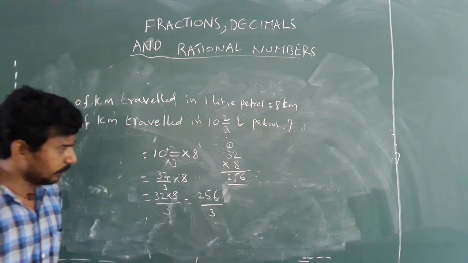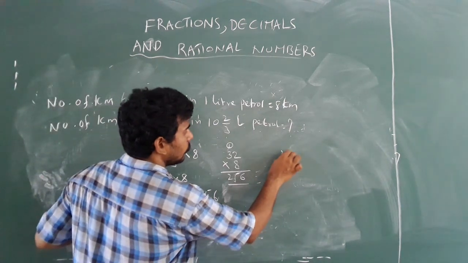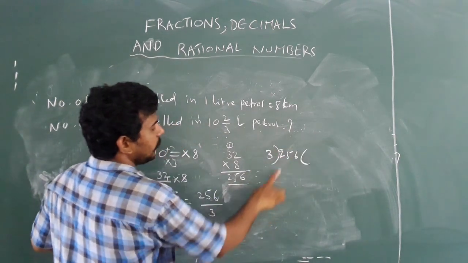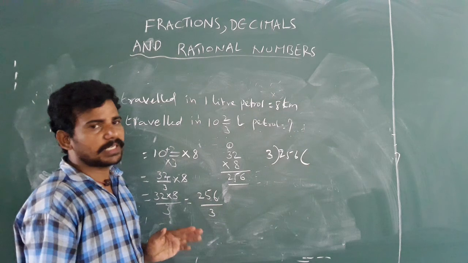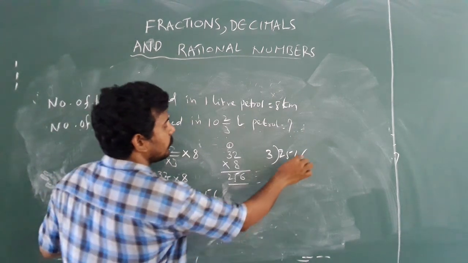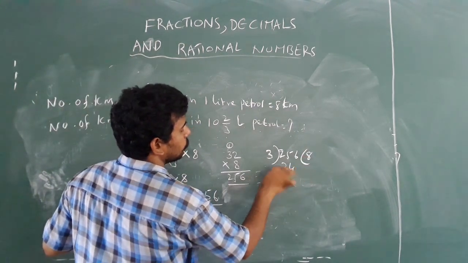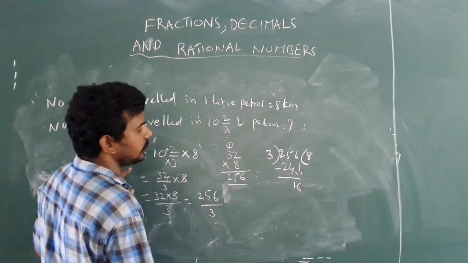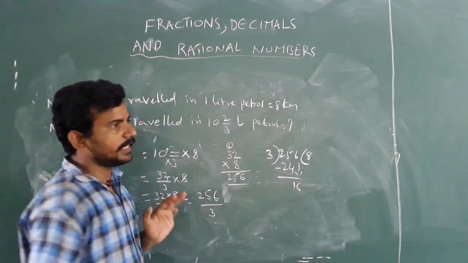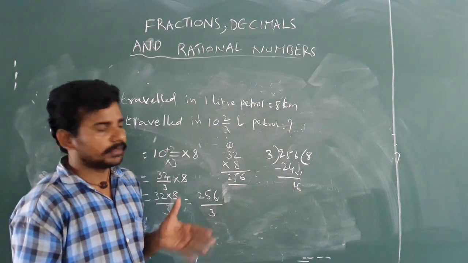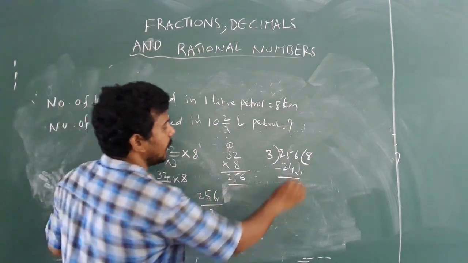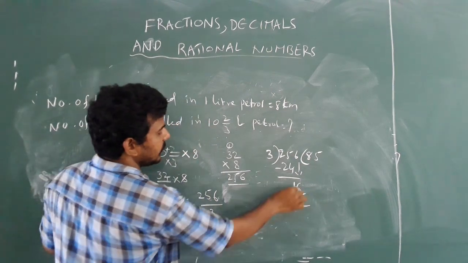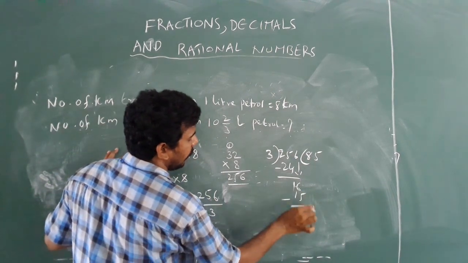So this is the division. 256 divided by 3. In 25, 3 how many times divisible children? 8 times. 8 3s are 24. 5 minus 4 is 1. Bring down 6. 3 in 16, how many times divisible children? 5 3s are 15. So 16 minus 15 how much children? 1.